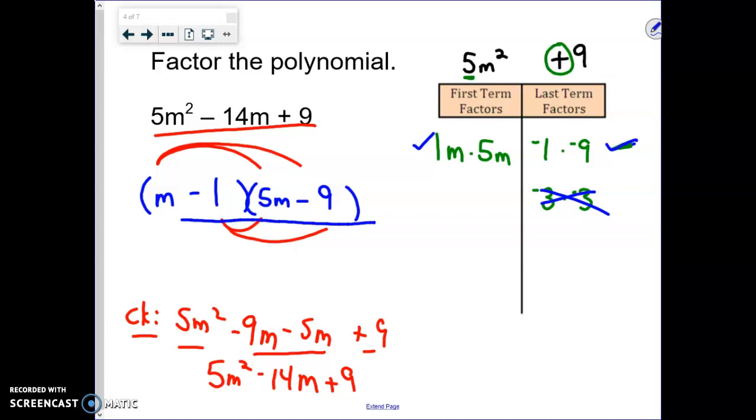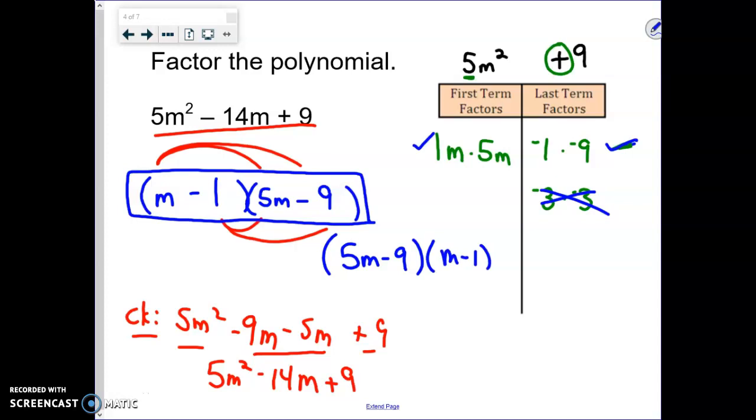This right here, ladies and gentlemen, is your factored form. And again, you can write it like that, or you can write it like this. It doesn't matter. The order in which the binomials are written doesn't matter, as long as, ladies and gentlemen, you have a 5m minus 9 as one of them and m minus 1. Okay? All right, we'll go on to another example here in the next video.